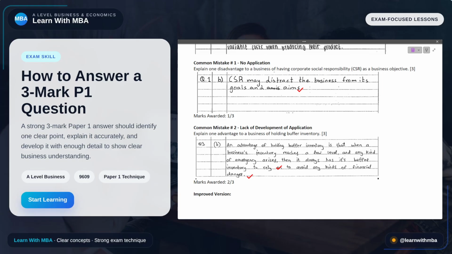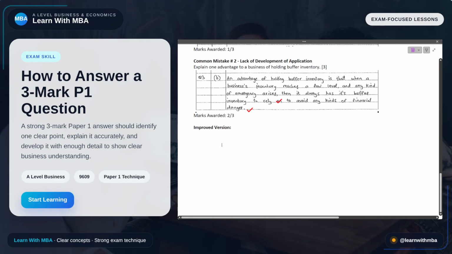So the student's idea was basically that buffer stocks help when stocks are low and when emergency happens. So emergency arises, and financial danger is something that's a context. So he gets a 2 out of 3 because there is some context there, because the idea is there and there is some attempt to apply it, but application is not developed properly. So words like emergency and financial danger are quite vague, and the answer does not explain a clear business scenario, right? So for full marks, the student should link it to a specific business and explain what happens.